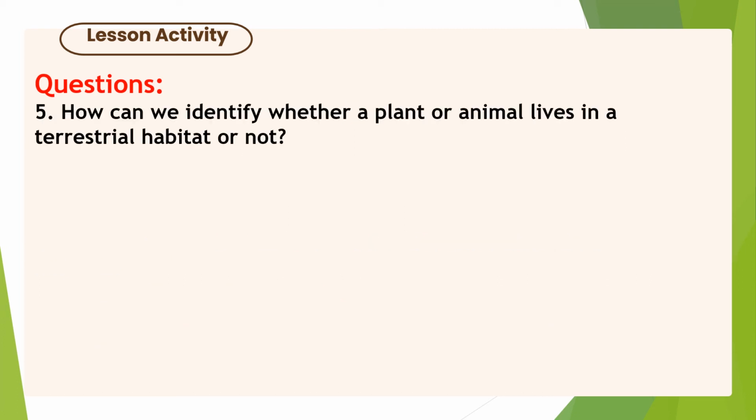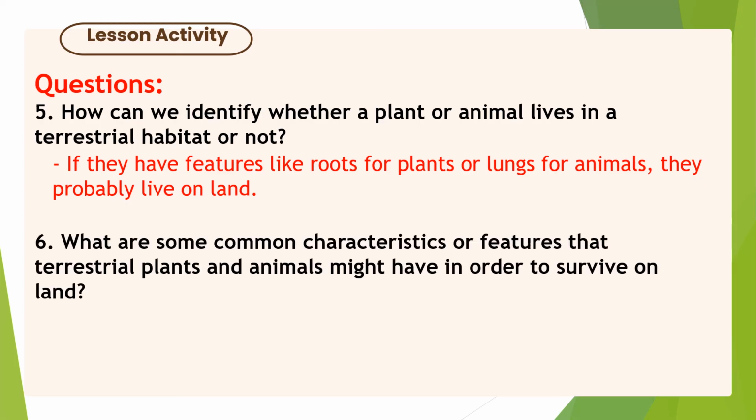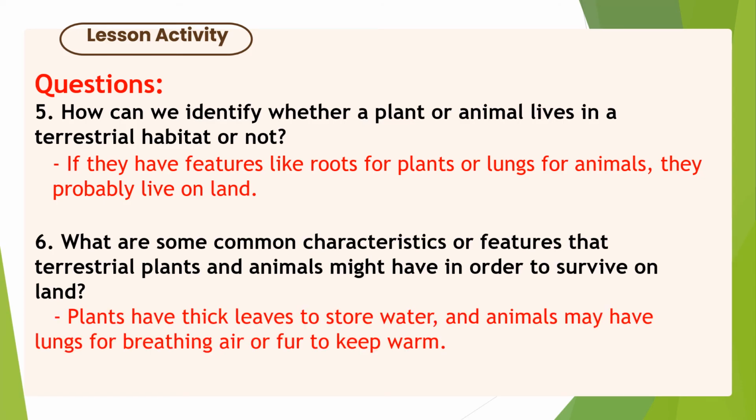How can we identify whether a plant or animal lives in a terrestrial habitat or not? If they have features like roots for plants or lungs for animals, they probably live on land. Now, what are some common characteristics or features that terrestrial plants and animals might have in order to survive on land? So for the common characteristics or features, for example, plants have thick leaves to store water, and animals may have lungs for breathing air or fur to keep warm.